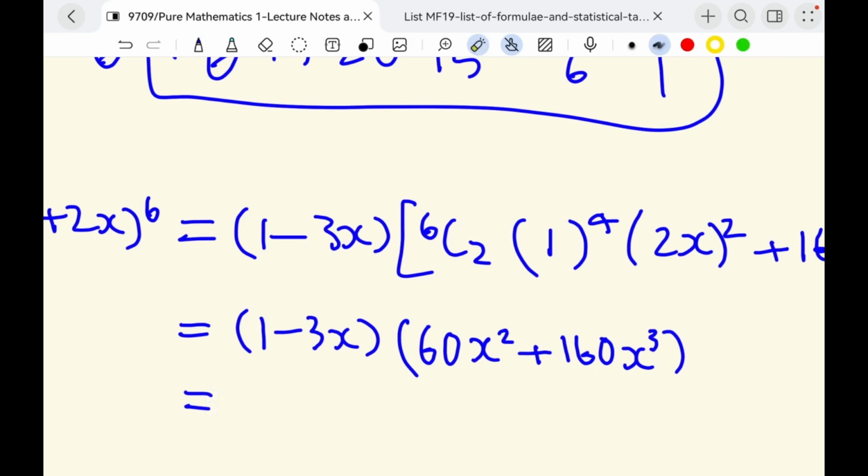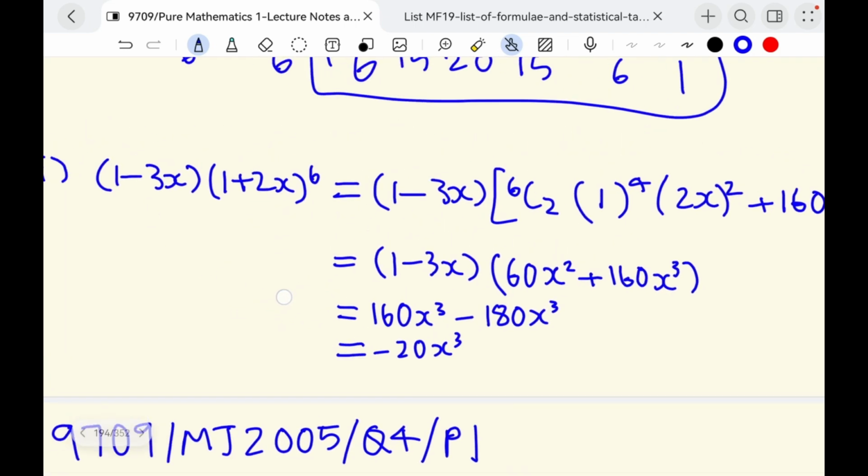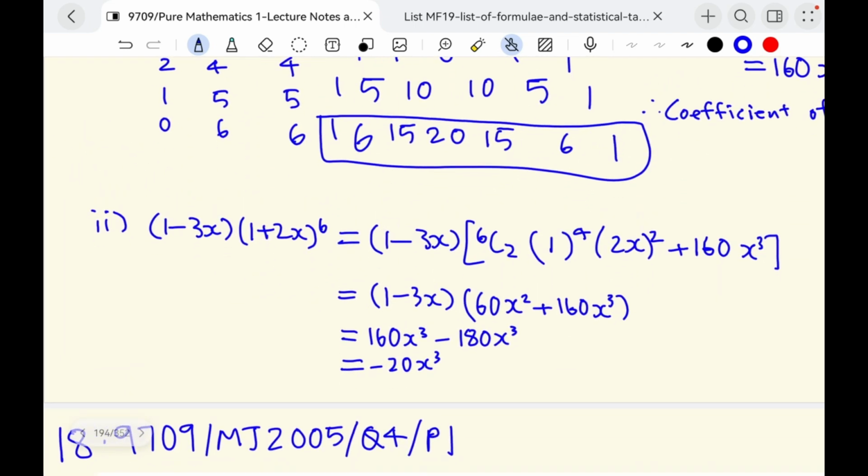And then just expand to get the result for the variable x cubed over here. So you only have to expand 1 times 160x cubed, and then the negative 3x times 60x squared. Okay, so we get 180x cubed. Simplify this, what do we get? You will get negative 20x cubed. Don't forget to write out, in other words, the coefficient of x cubed is equal to negative 20. That's all.